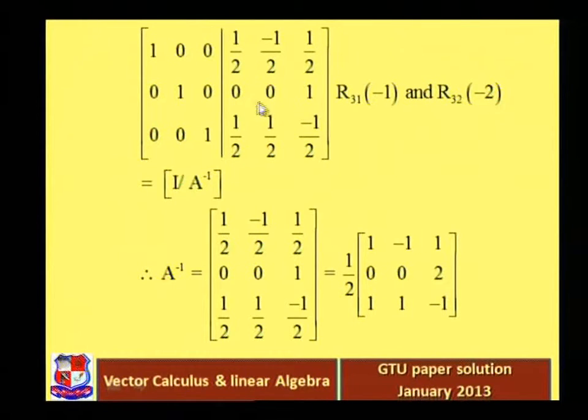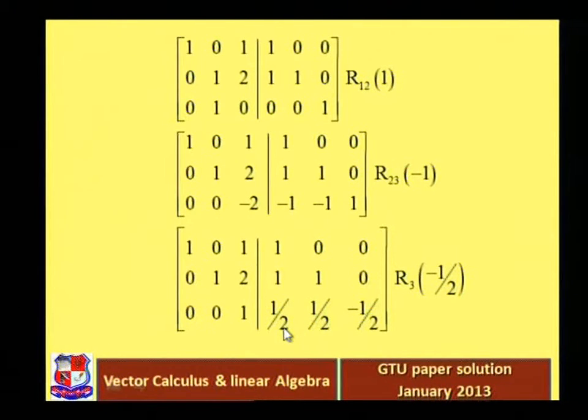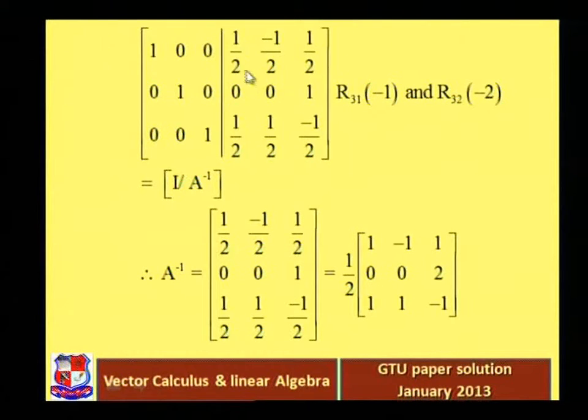So the second row here is 0 0 1, and you can see the left hand side is exactly the identity matrix. Now we are multiplying the third row with minus 1 and adding it to the first row, so this will become 1 minus 1 by 2, 1 by 2; 0 minus 1 by 2, minus 1 by 2; and 0 minus 1 by 2, that is 1 by 2. So 1 by 2, minus 1 by 2, 1 by 2, 1 by 2, minus 1 by 2, 1 by 2. So this is our inverse of the given matrix A, exactly, right.